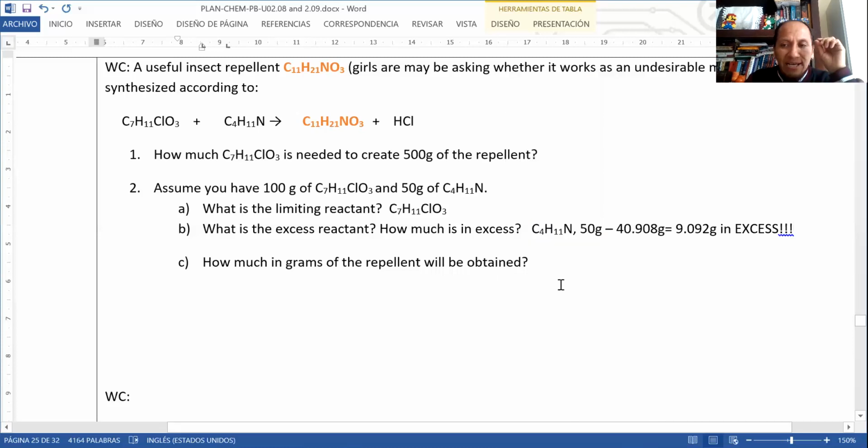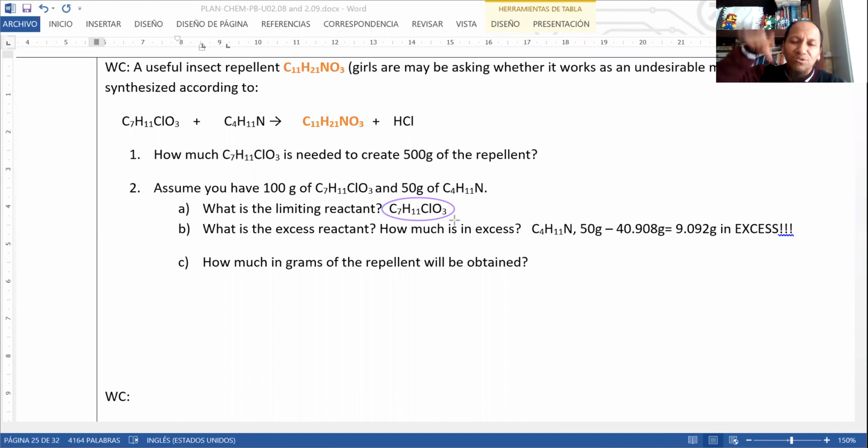And then for the last question, guys, this is very important for you to understand. It says how much in grams of the repellent. What is the repellent? This upper part, the one which is in orange. How much in grams of the repellent will be obtained? So how are you going to do that calculation? You're always going to use the limiting reactant. Once you have discovered the limiting reactant, with that one you perform the calculation. The excess, you don't care. You don't pay attention anymore.